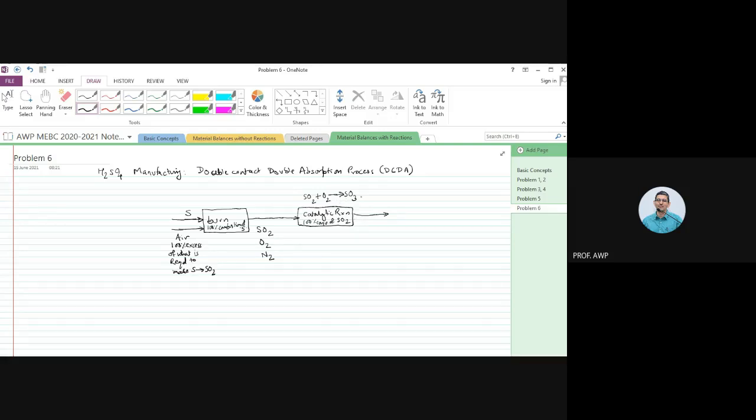But just for simplicity, we are saying right now that 100% conversion of SO2 to SO3 happens. It is not correct, but for simplicity, we are making that assumption. So what will come out of this catalytic reactor is SO3, oxygen, and N2. So now we have to absorb this gas.